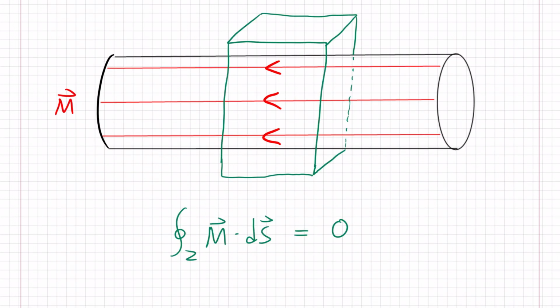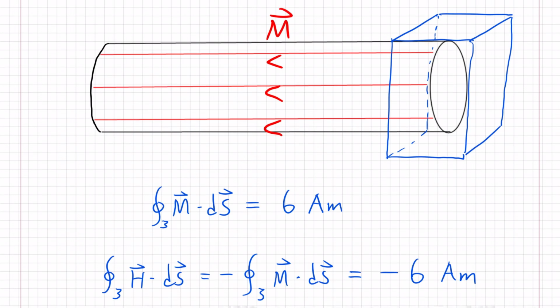Next, we need to find the integral of M dot dS of Gaussian surface 2. Notice that the magnetization that enters will leave in Gaussian surface 2, so the integral of M dot dS is equal to 0. Next, we need to find the integral of H dot dS in Gaussian surface 3. We start by finding the integral of M dot dS in the Gaussian surface. Because the magnetization is pointing in the same direction as dS, the integral of M dot dS in Gaussian surface 3 is 6 amp meter.